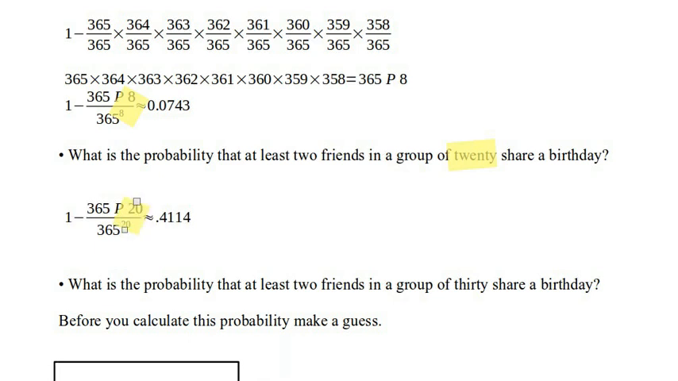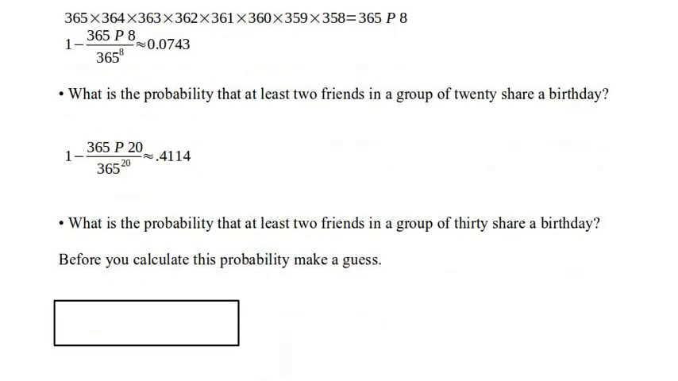We're now looking at 20 students. We're looking at an exponent of 20. And when you put this into your calculator, the probability that at least 2 friends share a birthday in a group of 20 is about 41%. That's fairly close to even odds. That's kind of surprising. Probably not what you'd expect. Certainly not what I expected when I first saw this. We're going to continue in this way.